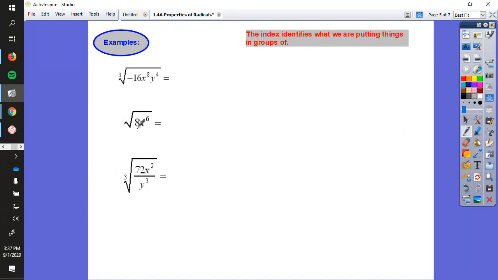It's a square root. So we break it down, 3 2s again. We can take a 2 out, and then we leave a single 2 behind. Then we've got x to the 6. So I'm going to take 6 and divide by my index. Looks like I can take 3 full groups out with none left behind. So I can take 3 full x's out, and I leave no x's behind.